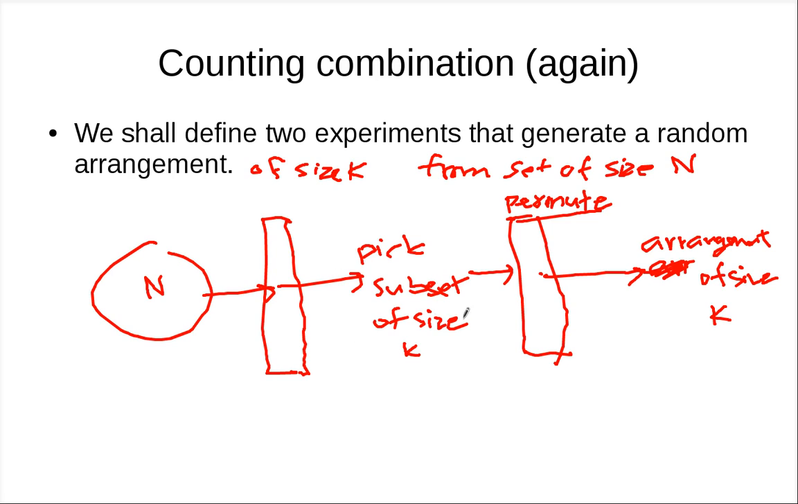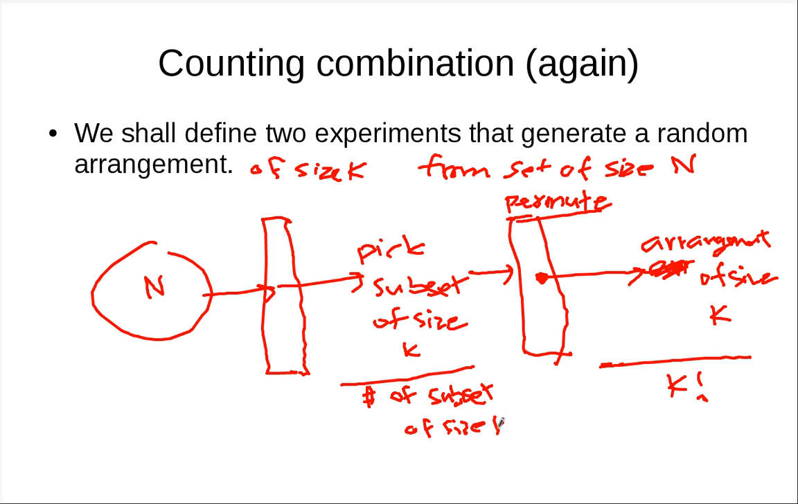We don't know the number of these, right? This is the number of subsets. So we don't know the number of subsets. But we know that for each subset in this second step, you have k factorial possible arrangements of a subset of size k.